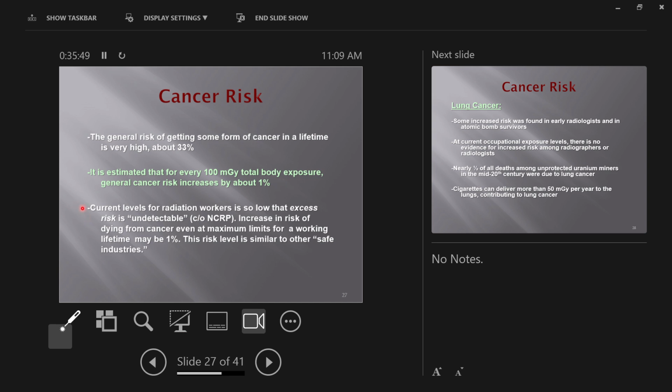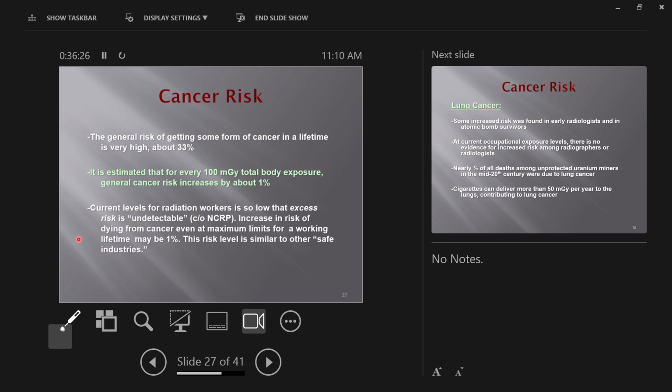Current levels for radiation workers, us, we'll categorize ourselves in this case as a radiation worker, with the caveat that, you know, it's not really the case. But the current level for radiation workers is so low that the risk is undetectable, courtesy of the NCRP telling us that. But that's cold comfort, right? Because just because we're people, we already have a 1 in 3 chance of developing cancer. So even if our cancer risk doesn't go up, it's just already there to begin with, just because we're here.